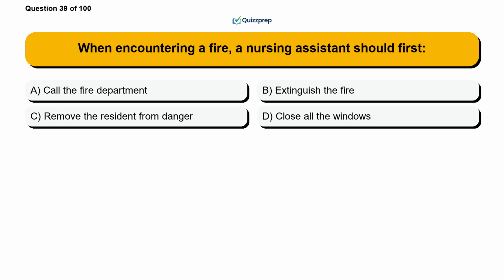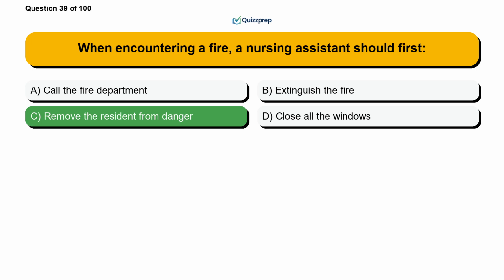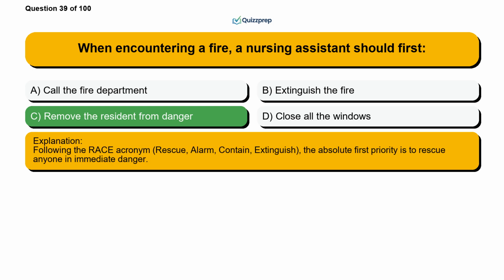Question 39. When encountering a fire, a nursing assistant should first: Option A, call the fire department. Option B, extinguish the fire. Option C, remove the resident from danger. Option D, close all the windows. The correct answer is option C, remove the resident from danger. Following the RACE acronym, rescue, alarm, contain, extinguish, the absolute first priority is to rescue anyone in immediate danger.